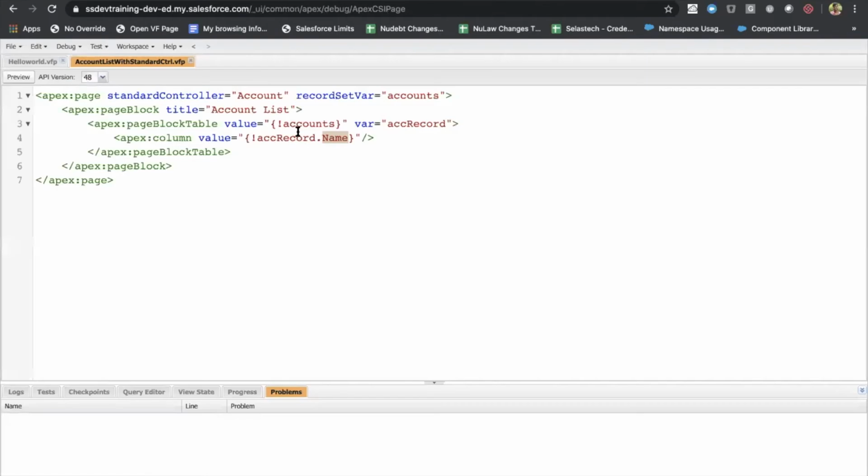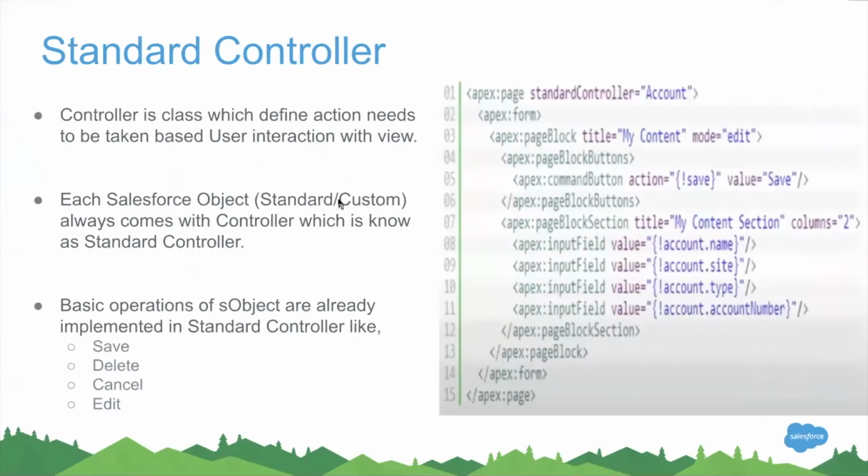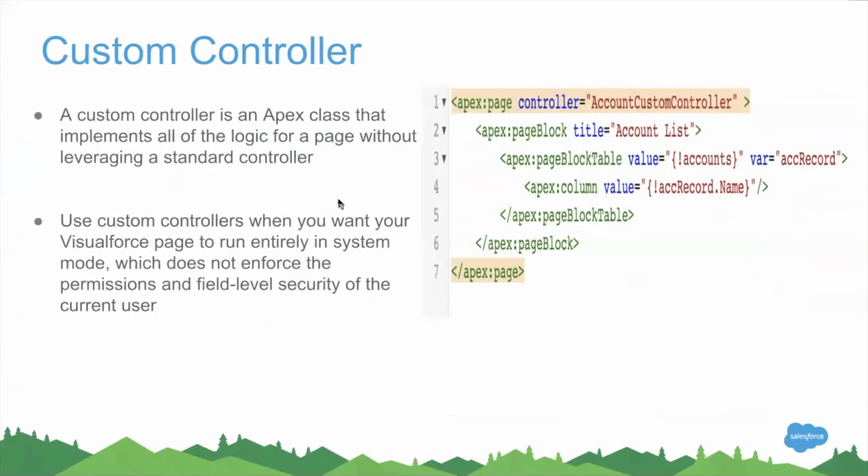So see, we have one account and I'm querying this account here. You didn't even write a single piece of code in the Apex controller to query all the records. So the standard controller will take care of all the actions, like querying the records and even the data DML operations. So this is about the standard controller, and let's see what a custom controller is.